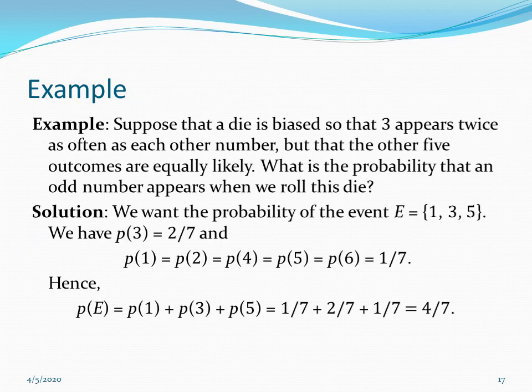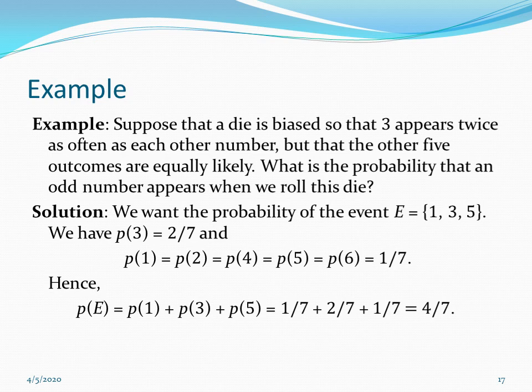Okay, let's do some examples. Suppose that a die is biased. That means one of the outcomes is more likely to occur than the others. Let's assume we have a die that is biased so that the number 3 appears twice as often as each other number. But the other 5 outcomes are equally likely. The other outcomes are 1, 2, 4, 5, and 6. Then the other outcomes are equally likely, but the number 3 is twice as likely to occur.